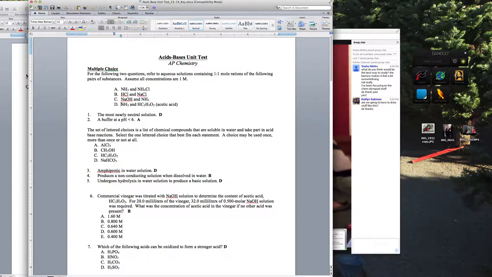And then D says ammonia, which is a weak base, and acetic acid, which is a weak acid. Well, we don't have to know exactly, and it depends on the molarity, but more than likely, those two together, you're going to get a pretty neutral solution. So that's why D is the answer. And having just gone through all the other ones up there, a buffer at a pH of less than 6. So if it's a buffer at a pH less than 6, you know that you're looking for an acid and its conjugate base. So we just look through the three of them. Which one is an acid and its conjugate base?